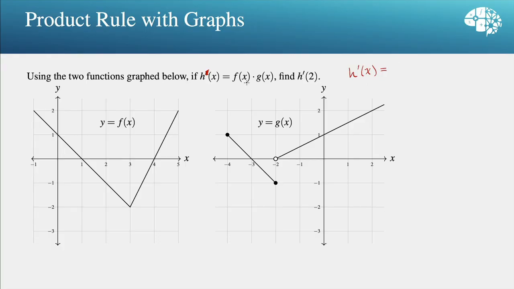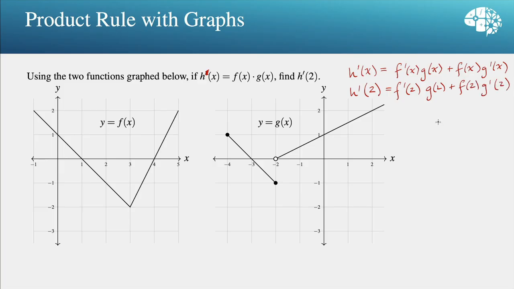So h prime of 2 is, we use the product rule. So that's f prime of x times g of x, and then plus f of x times g prime of x. And then we can plug in our number. So we want h prime of 2, which is f prime of 2 times g of 2, plus f of 2 times g prime of 2. And then we can find these numbers from the graphs.